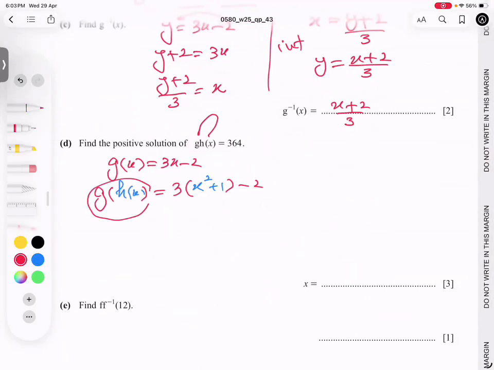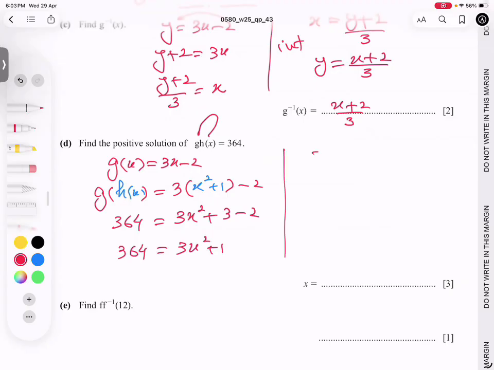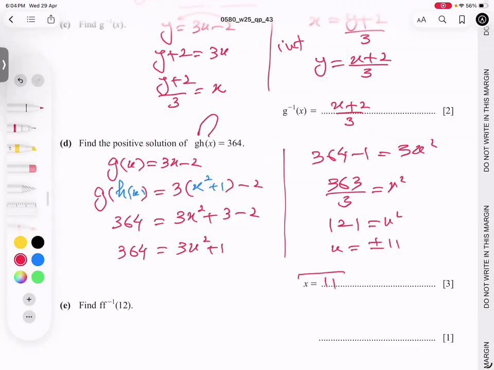So this completely equals how much? 364. 364. And multiplying inside, 3x squared plus 3 and negative 2. And I'm getting 3x squared plus 1. And now this number will go, subtract: 364 minus 1. So 363 over 3 equals x squared. And I'm getting 121. And take a root. When I take a root, plus minus will come for sure. And he said the positive answer, then I am bound to take a positive value only.